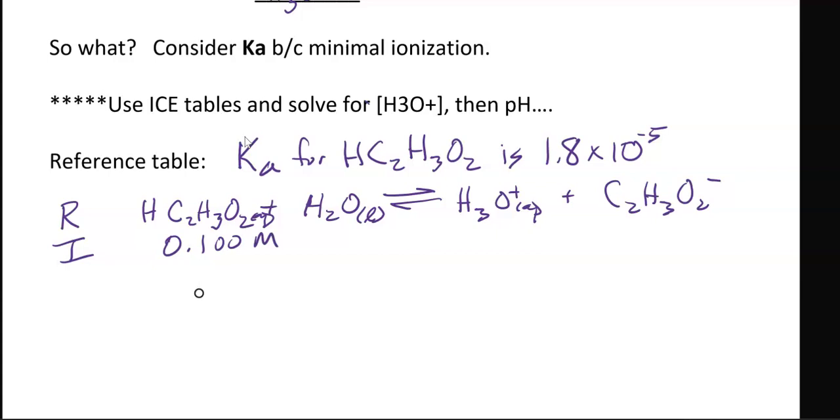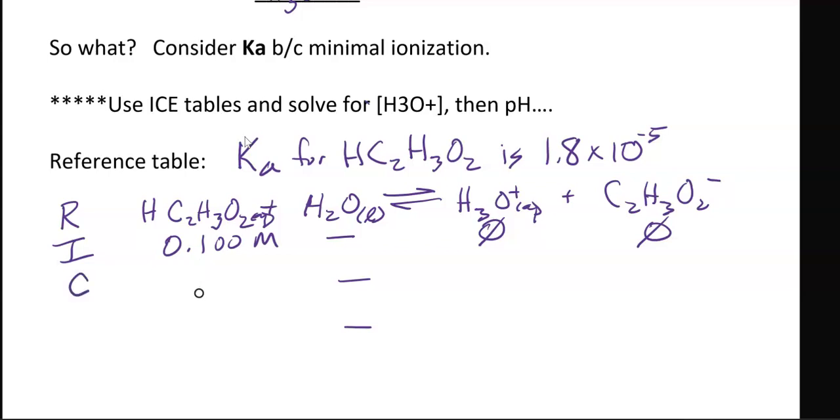The concentration of the water is irrelevant because it's in such high amount. So we're just going to mark that out for our K expression. Also, it's a liquid in this reaction. It's a pure substance that's in the liquid phase. So we're going to also ignore it as part of the K expression. And then hydronium and acetate, which is our conjugate base, we assume we have nothing to begin with.